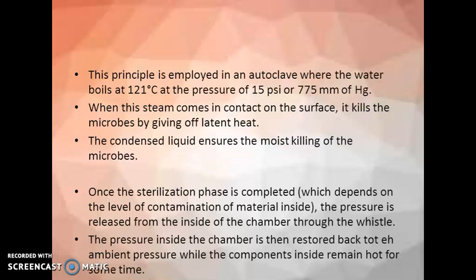The principle is employed in an autoclave where the water boils at 121 degrees Celsius. So the temperature is crucial: 121 degrees Celsius at a pressure of 15 psi or 775 millimeters of mercury. This is the ideal temperature. When the steam comes in contact with the surface, it kills the microbes by giving off latent heat, and the condensed liquid ensures moist killing of microbes.